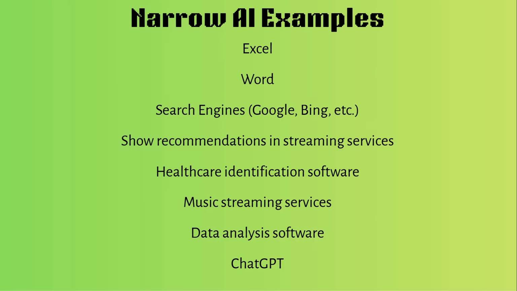Some examples of narrow AI are Microsoft Excel, Word, and search engines like Google and Bing. One that's not often talked about is show recommendations on your streaming services, healthcare identification software, music streaming services, data analysis software, and ChatGPT. Just from these examples alone, I think it is pretty clear we have been using AI every day for a very long time. As always, technology is constantly developing and we must keep up with it.